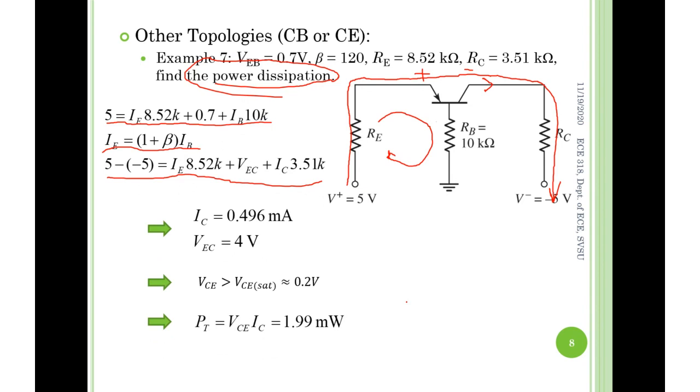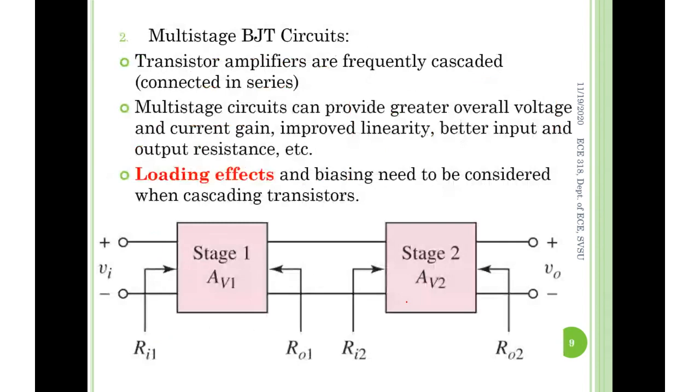All right, if this is fine, then we can move on. We also have a concept of multi-stage BJT circuit, just like the same thing in the MOSFET circuit. And actually, this multi-stage BJT circuit, actually two-stage circuit, are the ones we're going to use in the final project, you will see. And also inevitably including the loading effect.